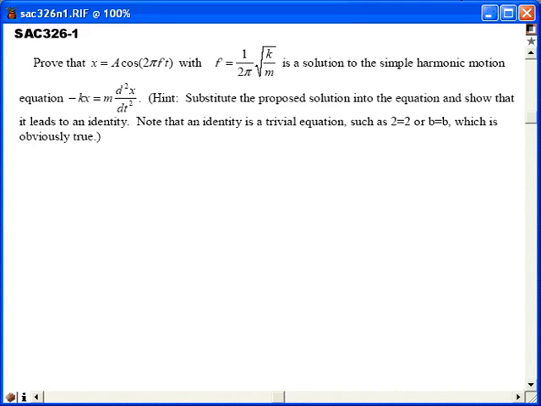Okay, this one is a math problem that has cropped up in a physics course. We just have to substitute this expression for x and this expression for f, which appears in our expression for x, into the given differential equation and show that it leads to an identity. In that differential equation we have x, which can go straight in, and we've got the second derivative of x. So let's get started by taking the second derivative of x.